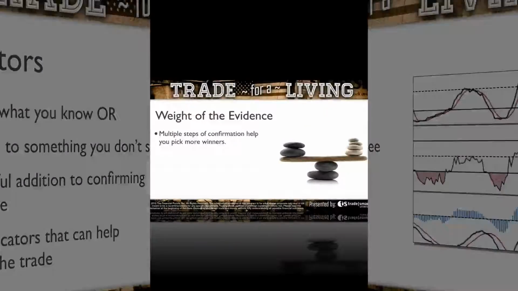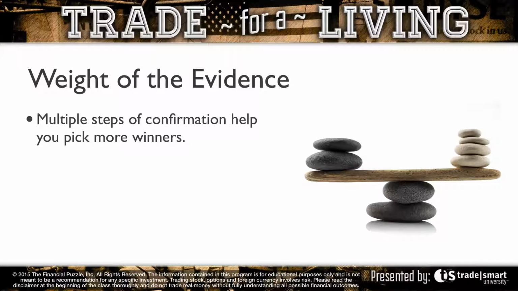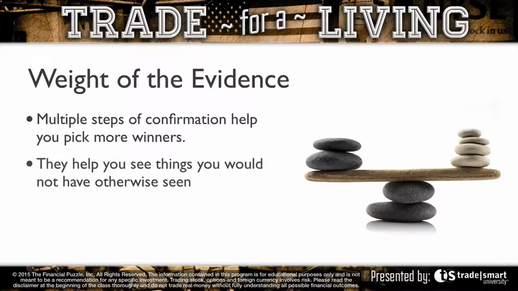Now, when you pull it all together, it seems overwhelming, but that's kind of the idea. The idea here is that each angle of the 5 steps of trade confirmation gives you a different perspective on the trade. And so the multiple steps help you pick more winners because each perspective is helping you see things that otherwise you would not have seen.